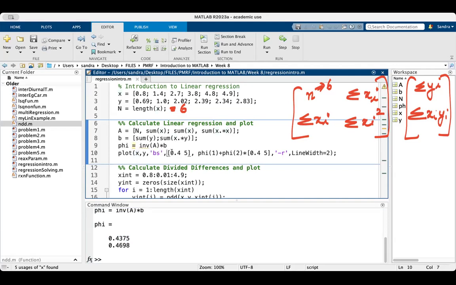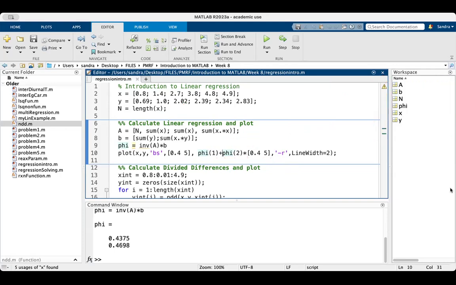Now I want to draw a line, straight line. So for the straight line, what I do is I just take two x values, for example 0.4 and 5, and I calculate the corresponding y value. So how do I calculate? The function form is the first coefficient, that is a0 plus a1 x. Okay, this is my function value. So a0 is the first entry of phi, this is a1, the second entry of phi, and this is my x. I get the straight line, and that I am plotting with a red line.